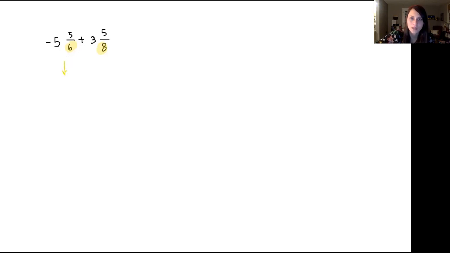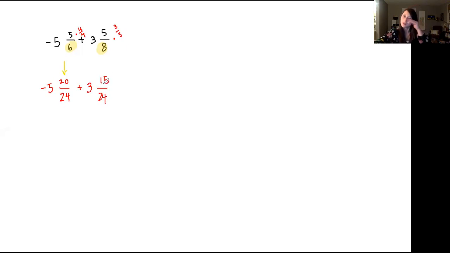So this would become -5, and I'm going to multiply the fraction by 4 to get 24 as my denominator. So 5 times 4 is 20. And then for this one, I can multiply everything by 3, right? So then I would have 24 on the bottom and then 15 on top.